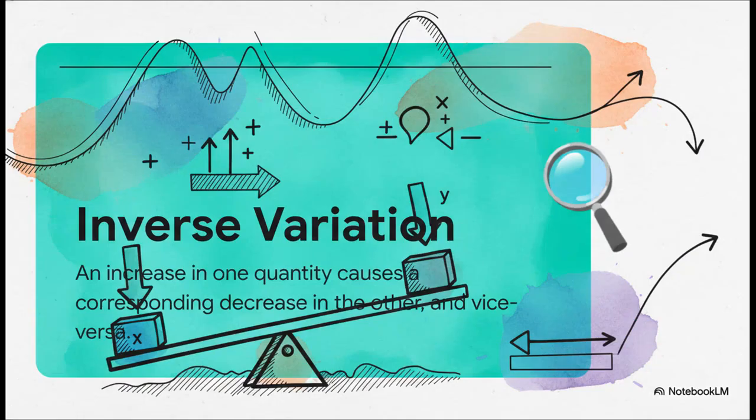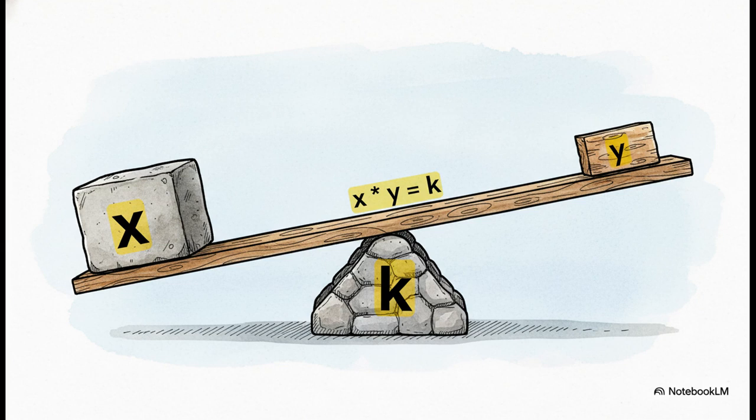The official definition basically just confirms this. An increase in one thing causes a decrease in the other, and the other way around. As one side of the seesaw goes up, the other side has to come down. And listen, this is the crucial difference, so pay attention here. The formula actually changes. For inverse variation, you don't divide the quantities, you multiply them. It's their product, x times y, that always equals our constant k.